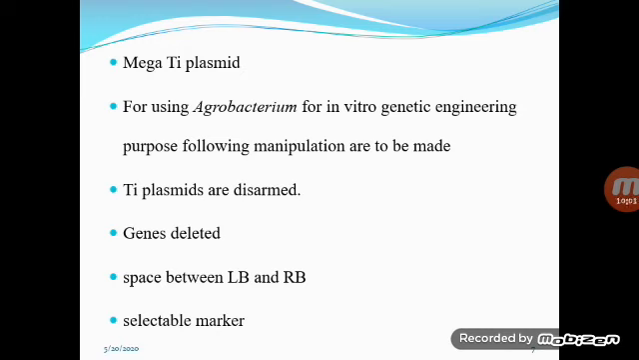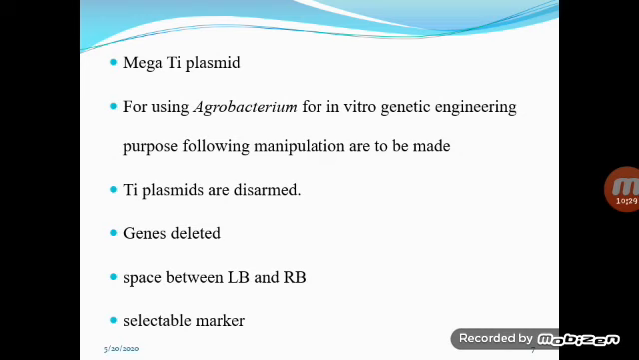Only useful features of mega Ti plasmid, approximately 200 kb, have been developed in designing plant transformation vector. Here size, as we discussed, is a matter. So mega Ti plasmid is required, whose size is 200 kb.